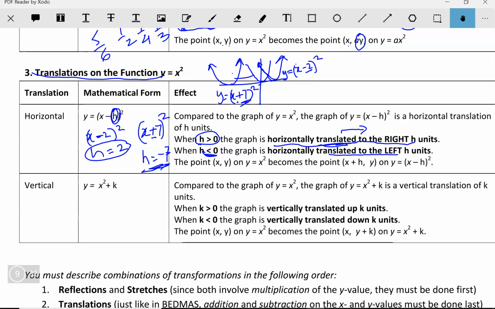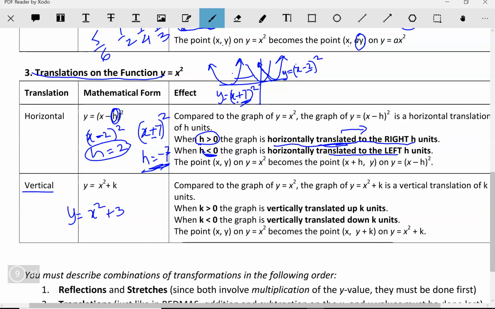Yeah, that's the technical term. Translation is a term you should be using. So again, the vertical translation, this is super easy. You just have y equals x squared plus 3, which is just on a graph of y equals x squared. You're just moving it up 3 units. So it's vertically translated up 3 units.